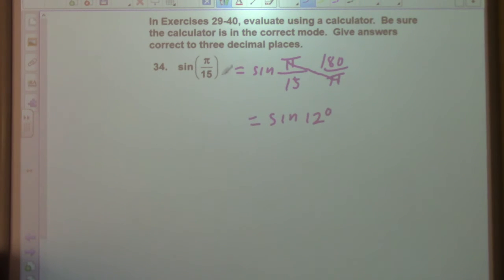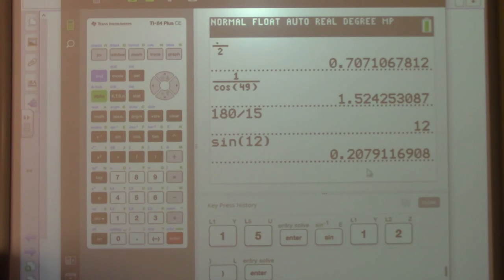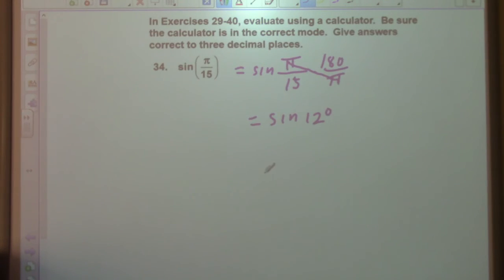So I left my calculator in degrees, but I converted this into 15 degrees. So now I can just take sine of 12 degrees. Sine 12 degrees is going to be 0.2079, so to 3 decimal places, 0.208. So approximately equal to 0.208. This is going to be our answer to 34.